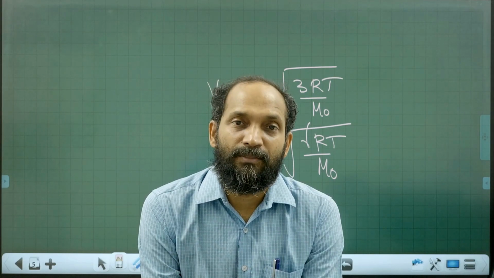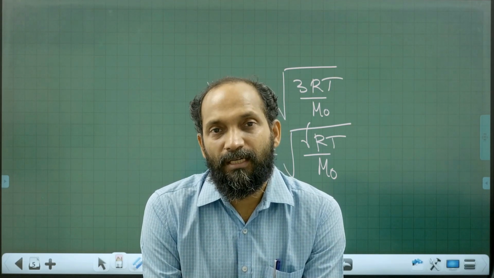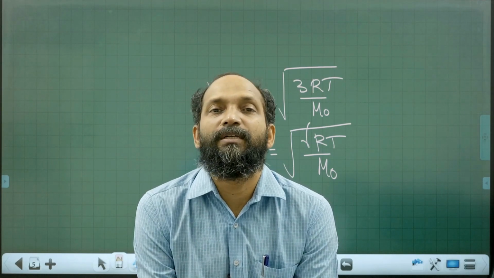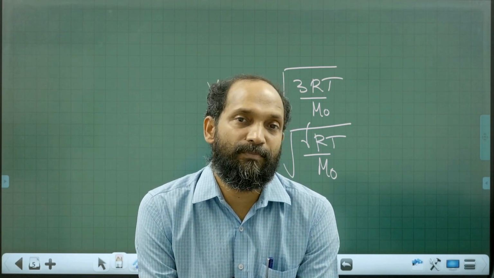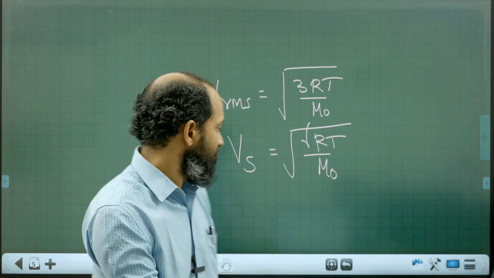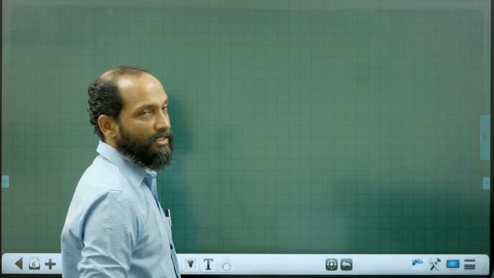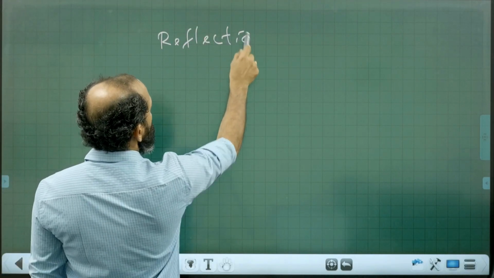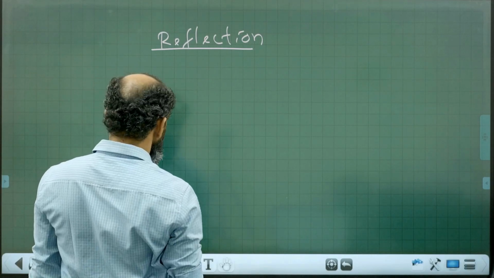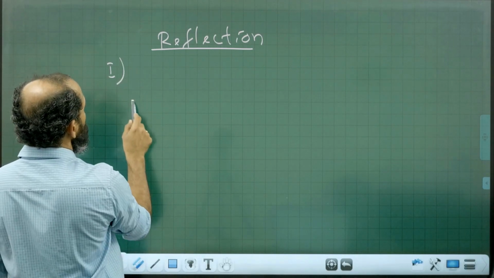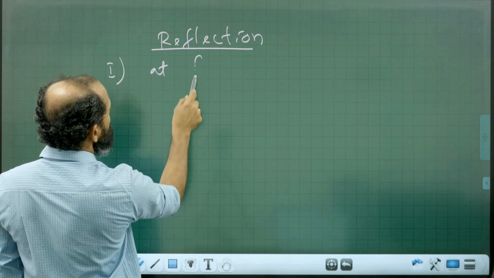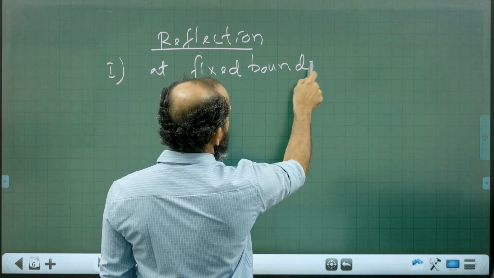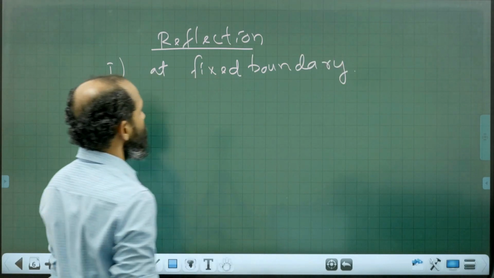Okay. So we have learned longitudinal as well as transverse waves, with each case we have learned examples. Okay. Now, reflection of progressive waves. Reflection of progressive waves is the next important topic. Two cases are to be learned. Reflection at a fixed or rigid boundary.